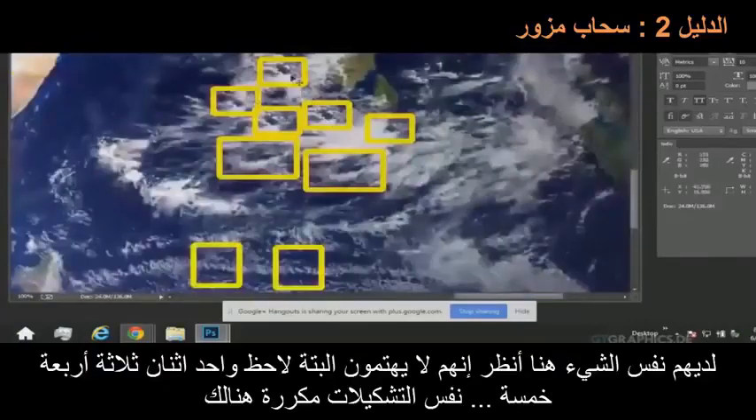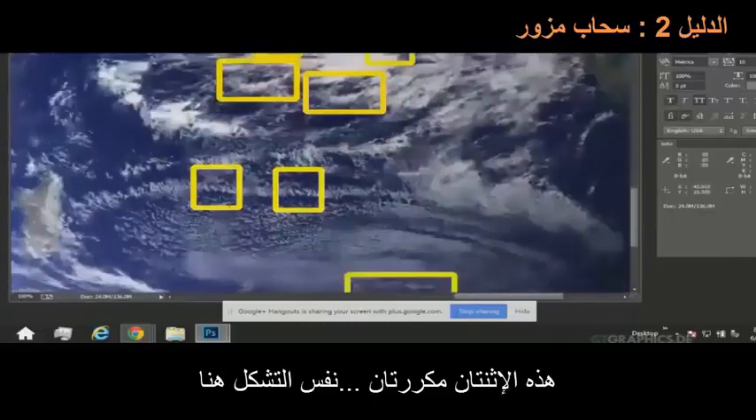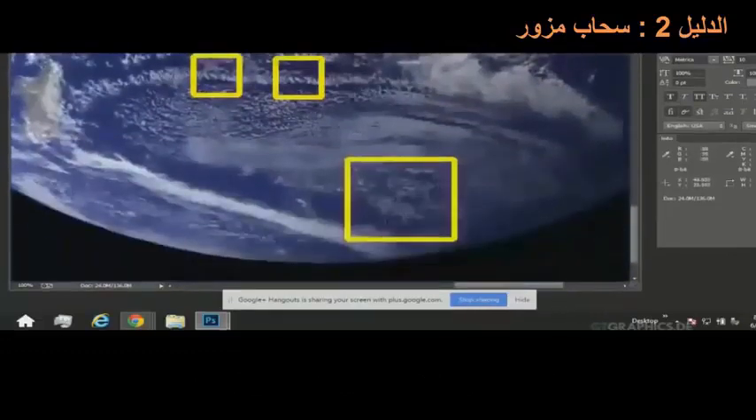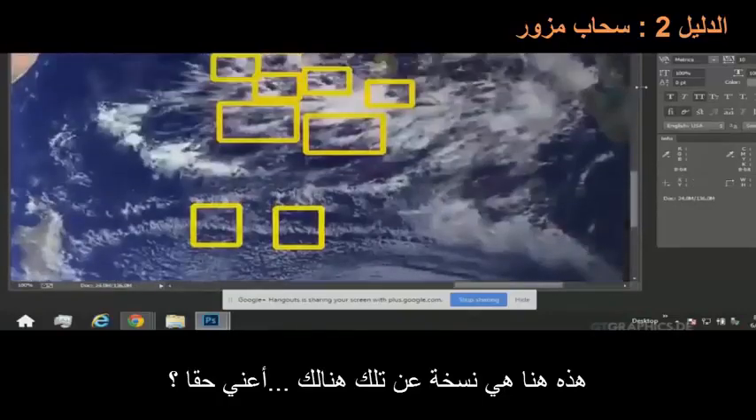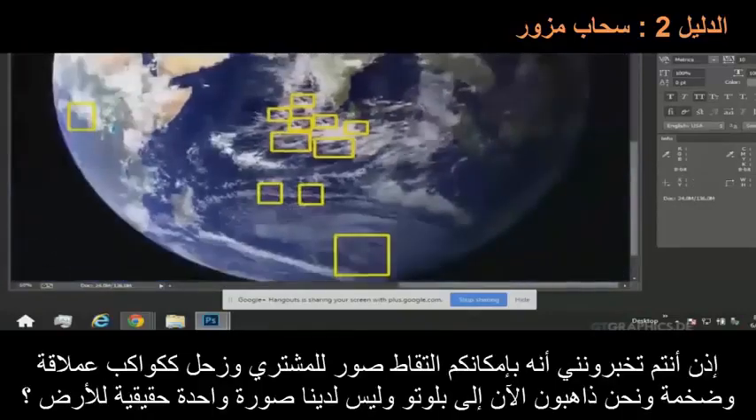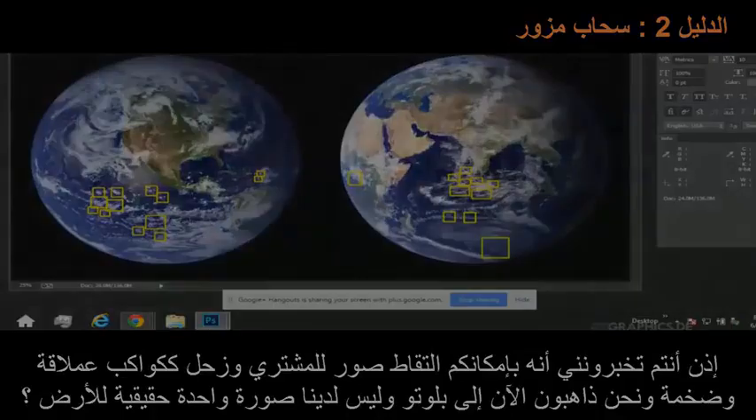They got careless. Here, look, one, two, three, four, five of the same formations replicated right there. These two replicated, same exact formations right here. This right here is a clone of that right there. I mean, really? So you're telling me that we could take pictures of Jupiter and Saturn, huge, massive planets, and now we're going to Pluto, but we don't have one legitimate picture of the Earth?